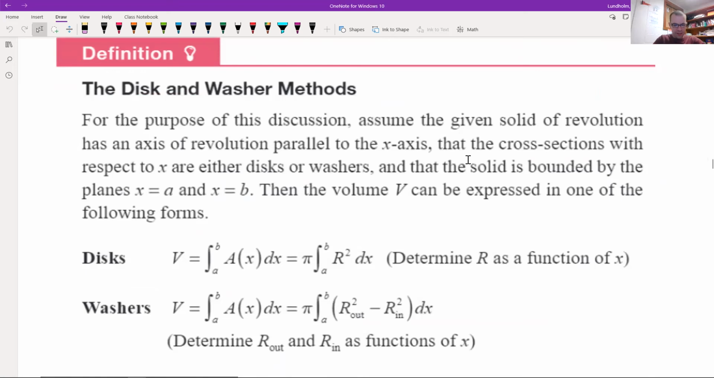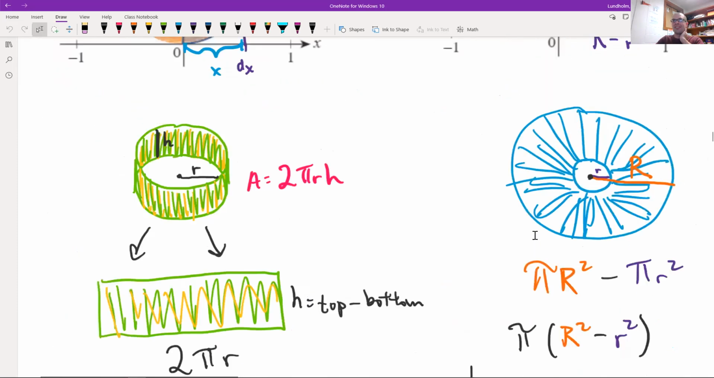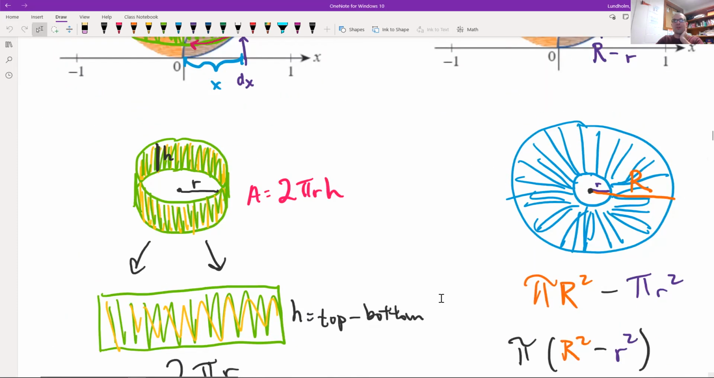This is for when the line segment is perpendicular to the axis of rotation. And this is the same formula, except the washer is just a little bit more complete. It has an outer radius and an inner radius, but it's fundamentally pi r squared because you are subtracting a smaller circle out of a larger circle.